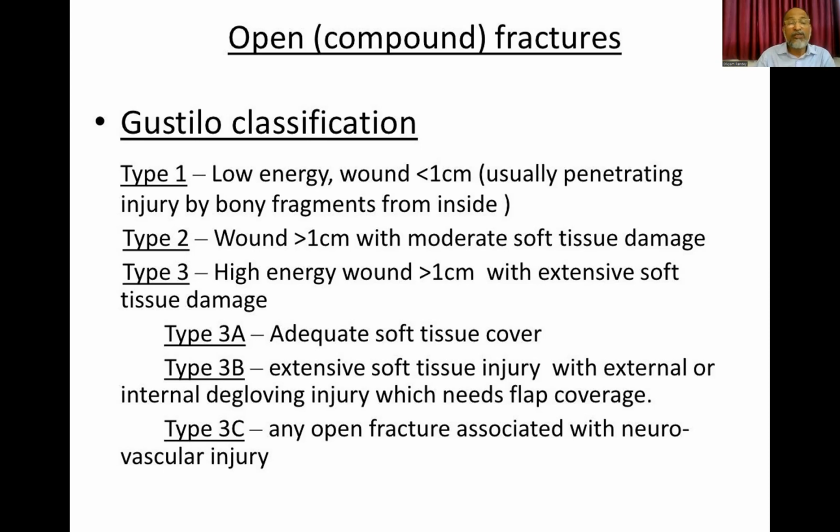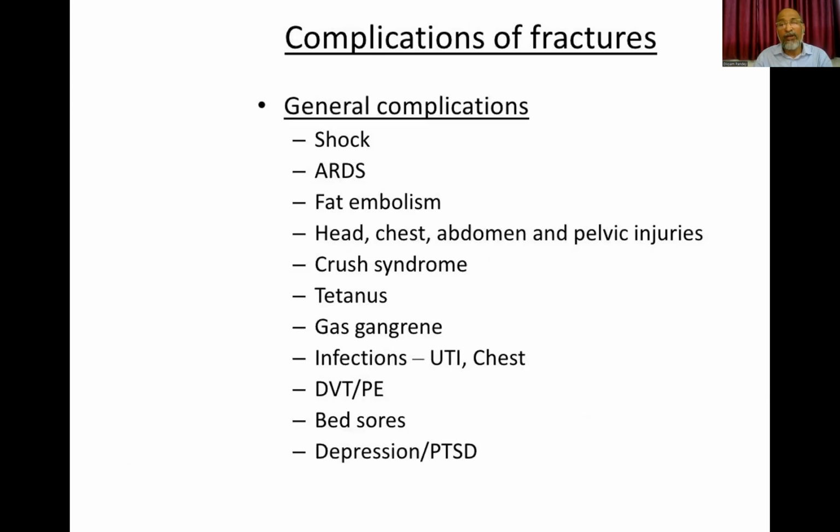And then you have got a type 3C, which is the most severe type of injury, where an open fracture is associated with neurovascular injury, that is, the nerve is also damaged, the tendon is damaged, the vessels are damaged, and the extremity is jeopardized because of the vascular supply.